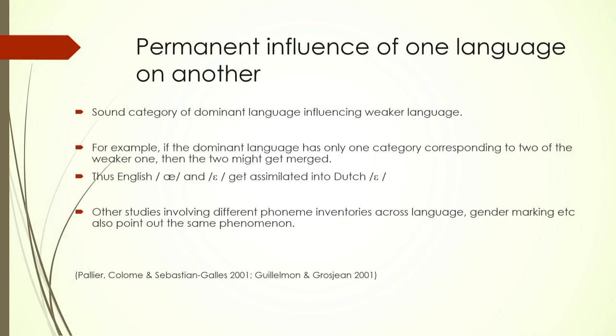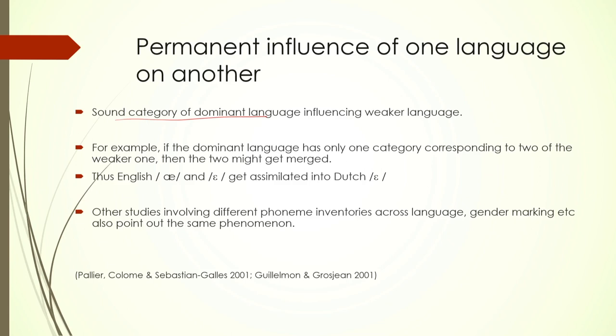Now that said, does it mean that there are no permanent factors that affect language processing? Is it only a transient thing? Is it only a non-permanent sort of input? It seems there are some factors which are almost near permanent, that always exist, and they influence the language in this way or that way. One of them is the sound category of the dominant language that influences the weaker language. So which language is dominant will decide how the weaker language is impacted.